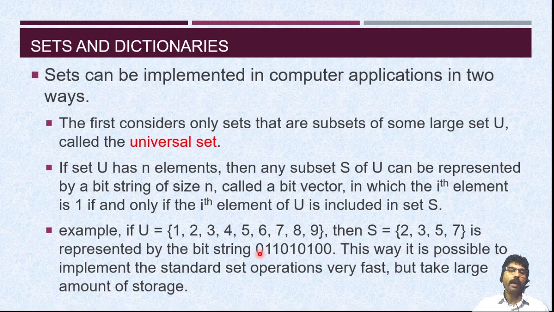For example, the first element is 0, which means 1 is not part of S. The second element is 1, so 2 is also part of S. The third one is 1, which means 3 is part of S. 0 means 4 is not part of S. Like that, wherever 1 is there, that element is part of our set. That is one technique we use to create sets.